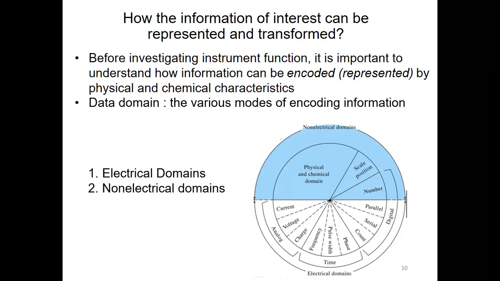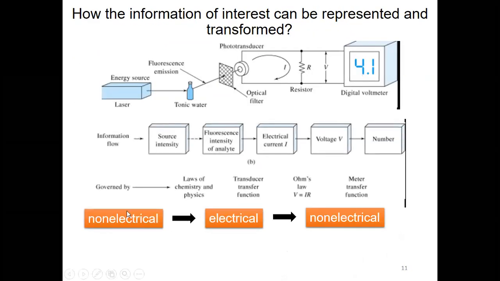Then current and voltage come under the electrical domain. And at the end, some readout device like the voltmeter will show a number. Then it is again non-electrical, right? So the intensity is non-electrical. Then it undergoes the current and voltage, and again at the end it gives the number. So it is again non-electrical.